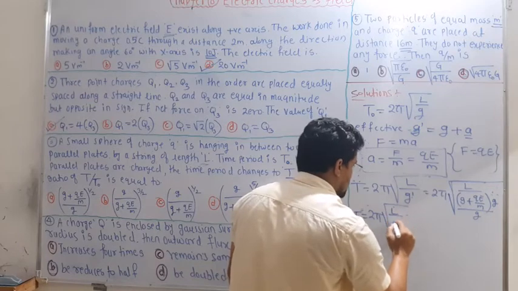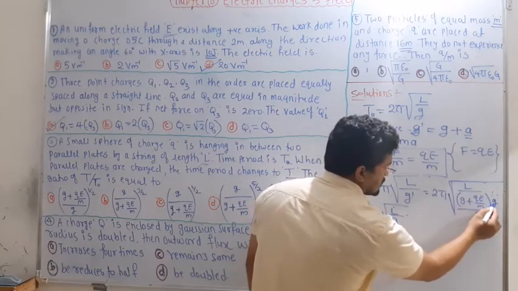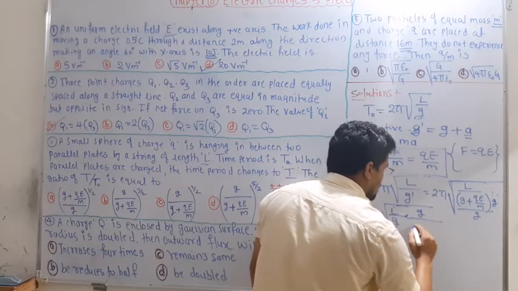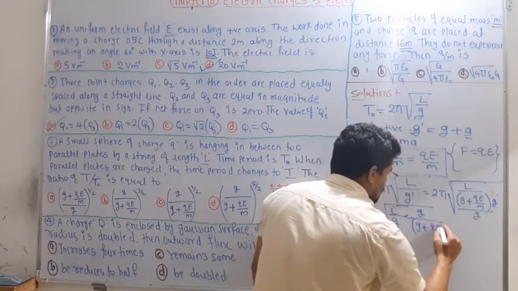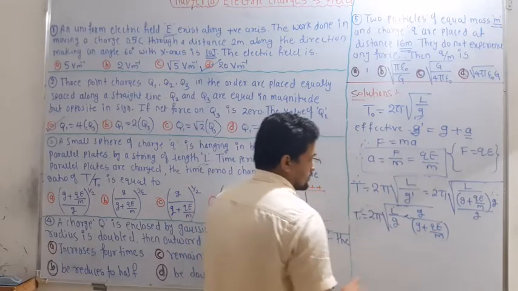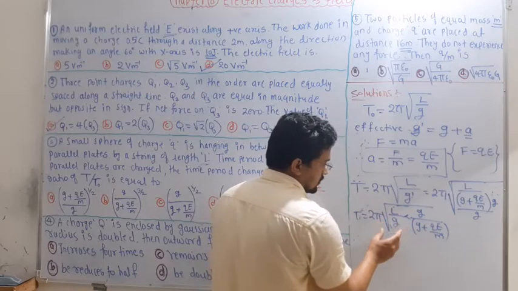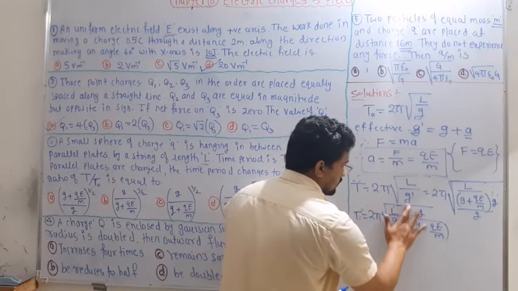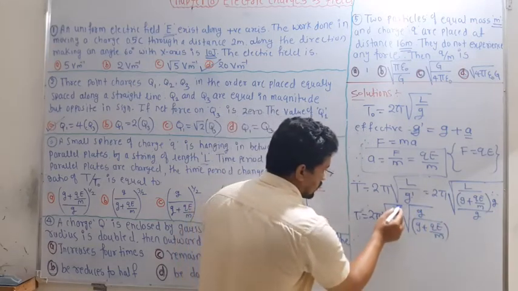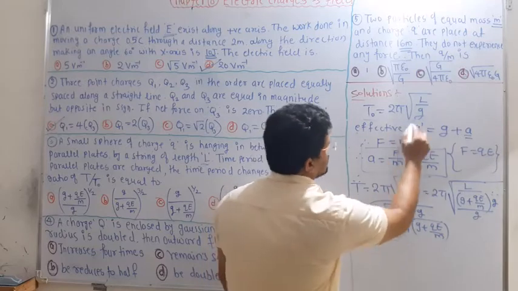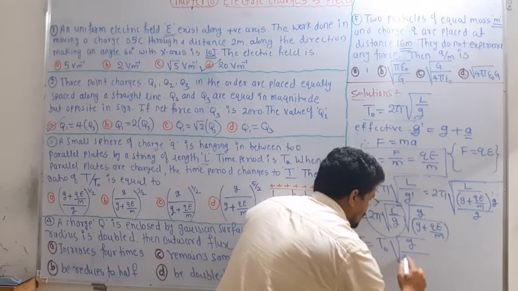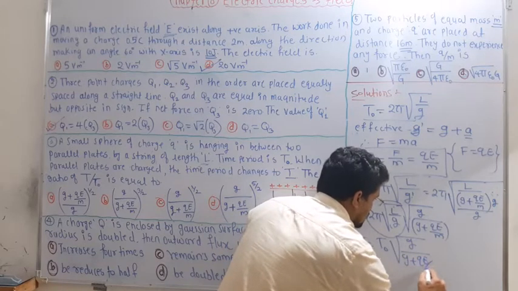I will just keep this as L by g, and the g goes up, so it becomes g divided by g plus qE divided by m. Or I can separate it into another root; both are the same. What about this one? It is nothing but the initial, so t is equal to t naught under root of g divided by g plus qE by m.